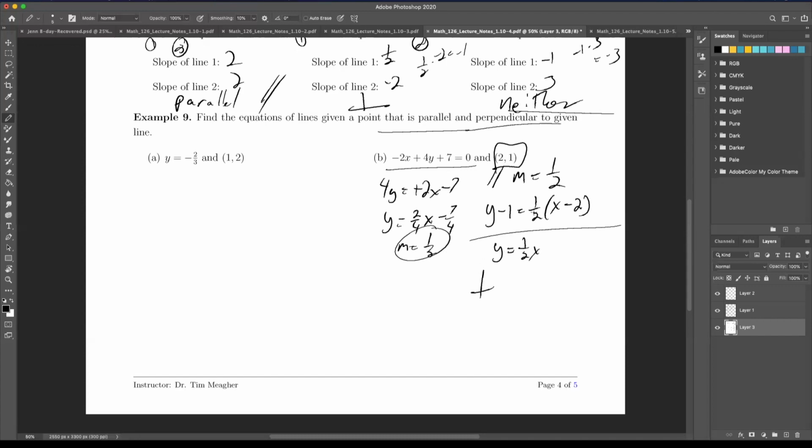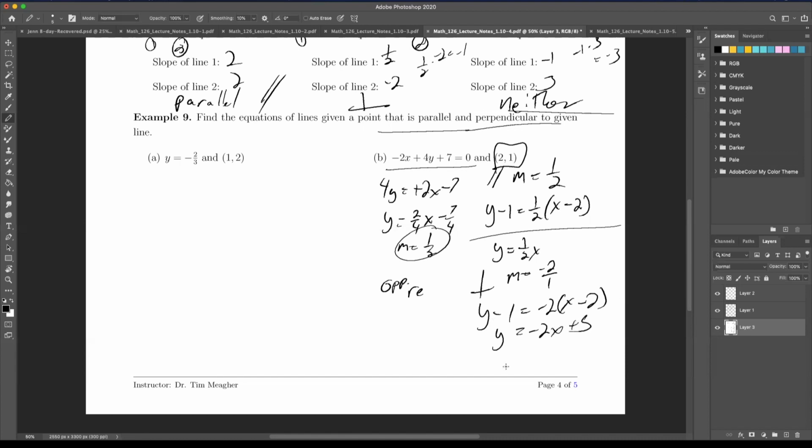So if we want to do the perpendicular version, here we're going to take what we call the opposite reciprocal. So you flip it and change the sign, so m in this case will be -2 over 1. So -2, and we plug in the same point: y minus 1 equals m, which in our case is -2, times x minus 2. So here I'll have y is -2x, so this will become +4, plus 1, so it'll be +5.